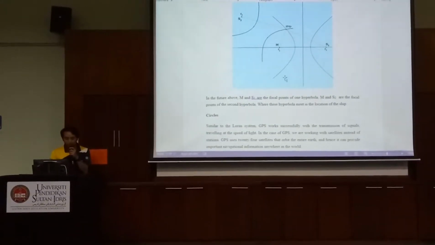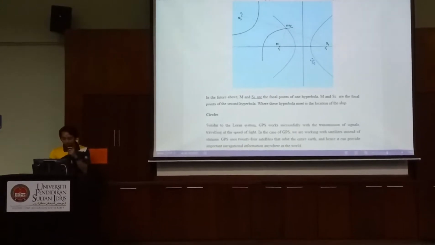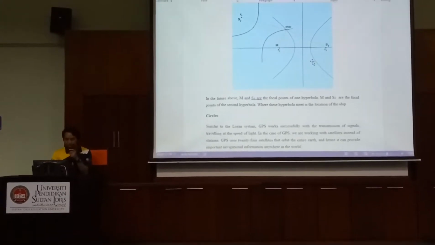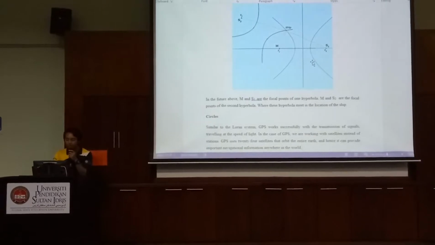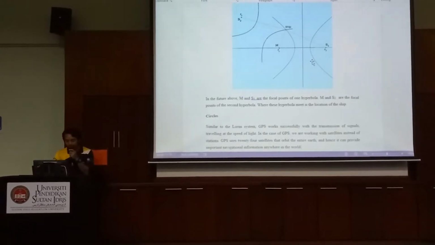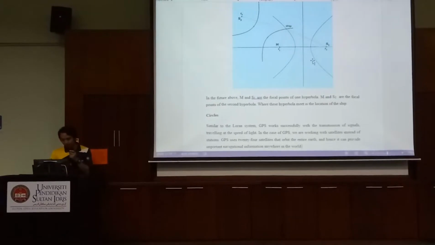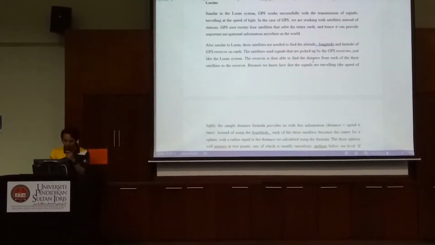In the figure above, M and S1 are the focal points of one hyperbola. M and S2 are the focal points for the second hyperbola, where these hyperbolas meet in the location of the ship. Next, about circle.